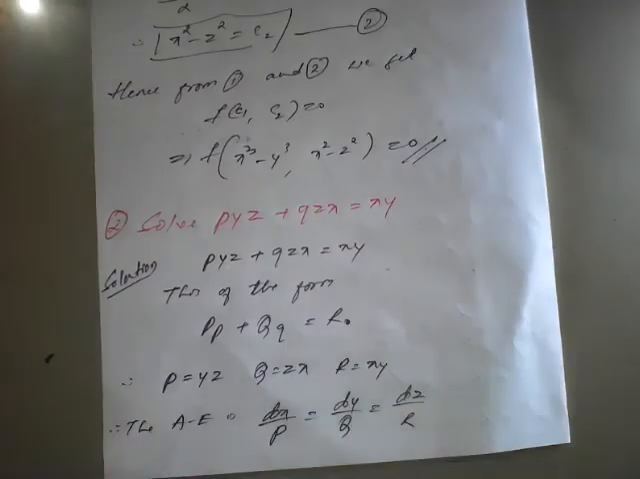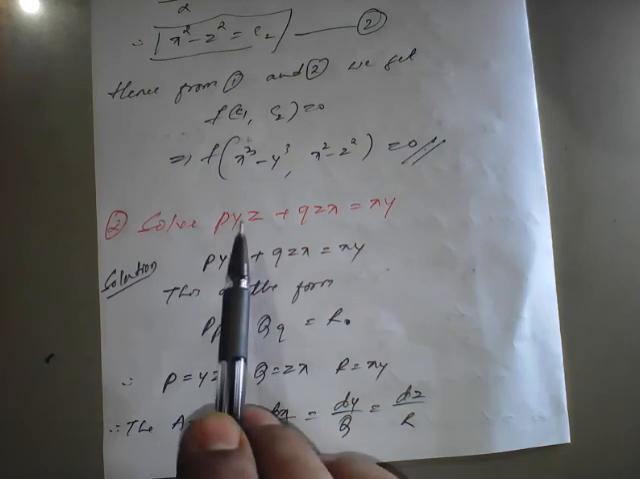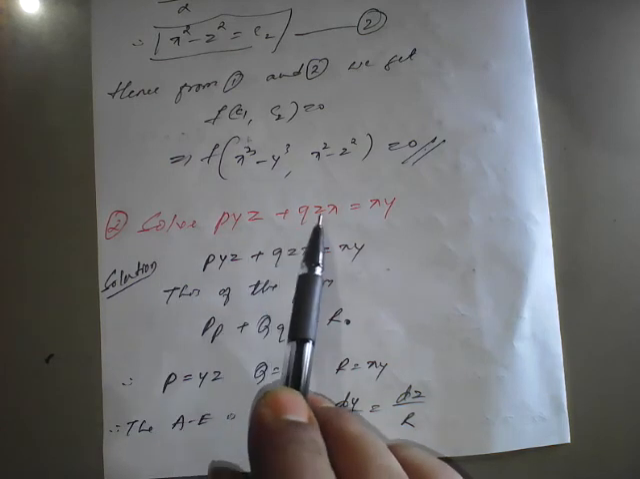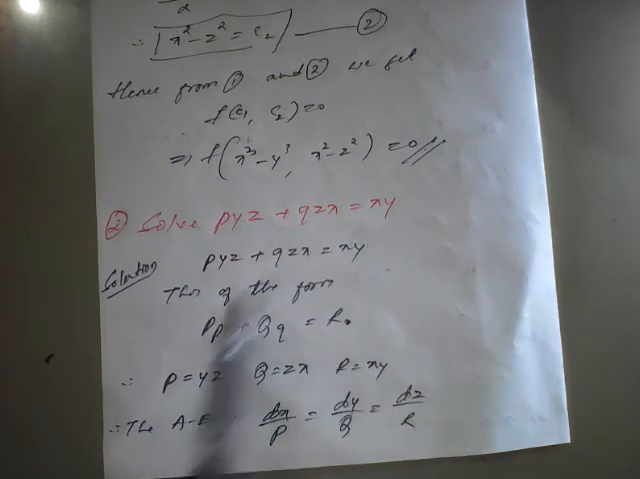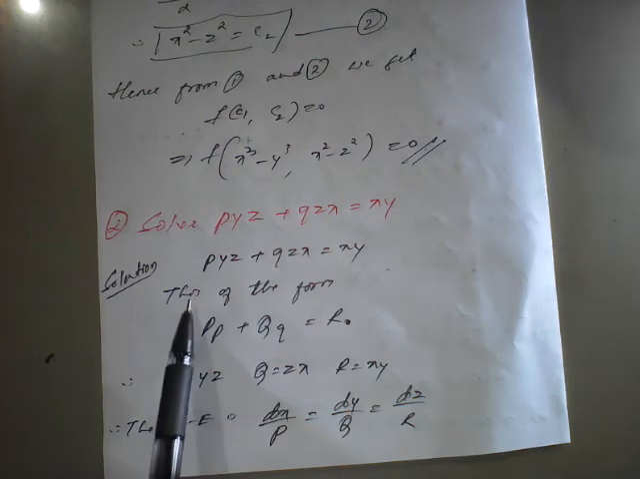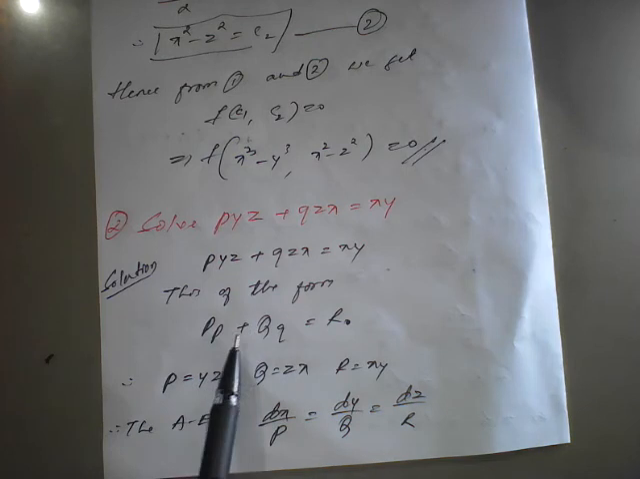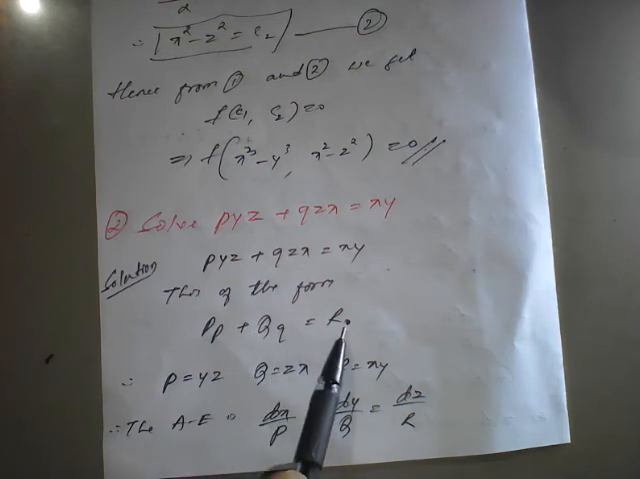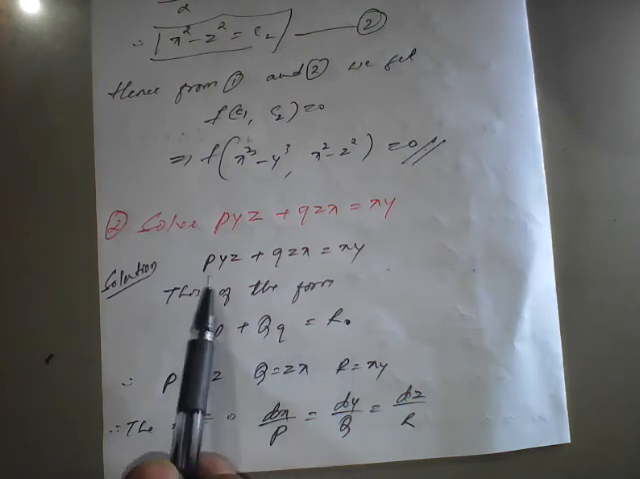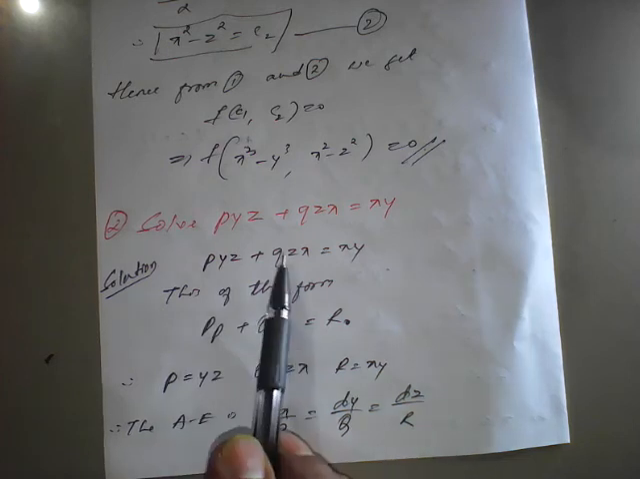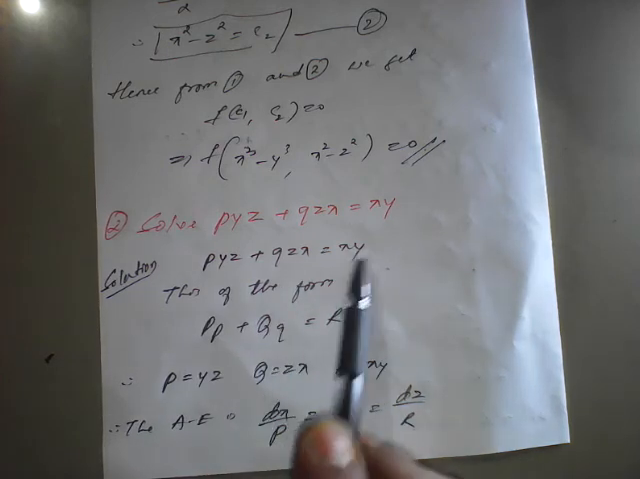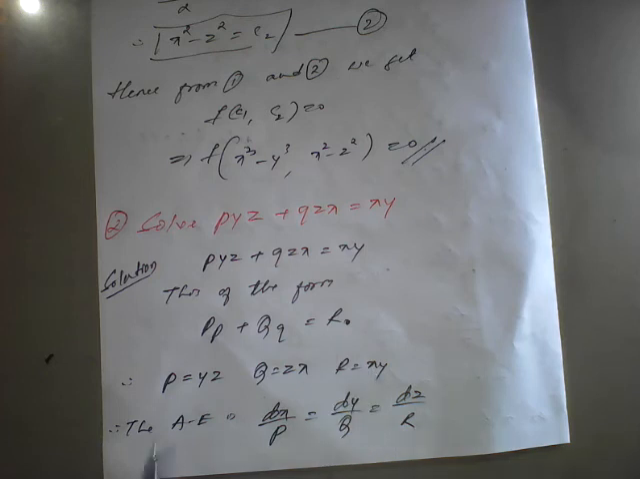Similarly, the next question is, solve pyz is equal to qzx is equal to xy. So the same question as it is. This is of the form, this is a standard form, Pp is equal to Qq is equal to R, where P is nothing but yz, capital Q is nothing but zx, and capital R is nothing but xy completely. So therefore the auxiliary equation is given by dx upon P is equal to dy upon Q is equal to dz upon R.